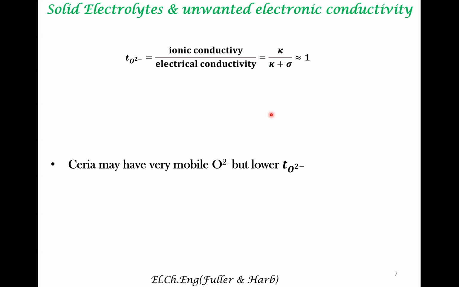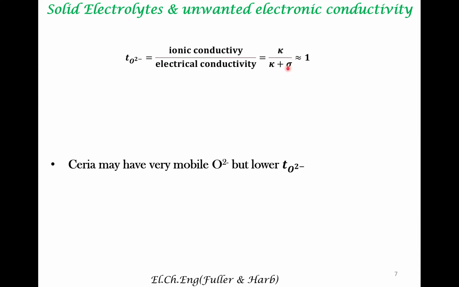And if the electronic conductivity is very less, it is advantageous. So what you see is that in the case of, let's say, yttria stabilized zirconia, ionic conductivity divided by electrical conductivity. So electrical conductivity has two parts. One part comes from ionic conductivity. This sigma refers to electronic conductivity in the electrolyte. You don't want this. If this is zero, that is ideal.